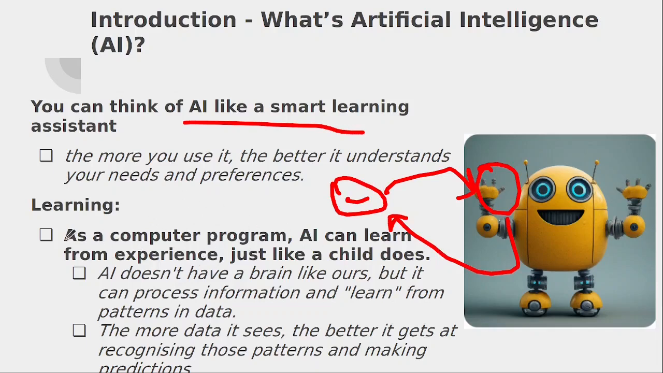Right? So the learning aspect of it: this AI is nothing but a computer program that has been designed to be able to learn and to improve over time, right? But it doesn't have a brain like ours, the organic material brain that is attributed to intelligence and learning in humans. But it can process information and learn from the patterns in the data. So the key here is the data, and also the ability to learn from the data, process the data, and make sense out of the data.